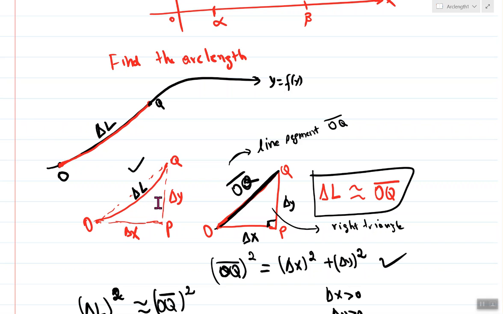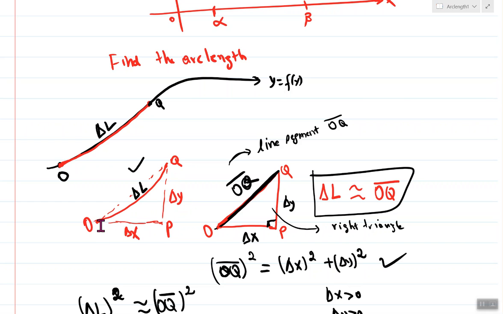So the proof is going to go this way. From point O, we're going to draw a horizontal line. Then from point Q, we're going to draw a vertical line. The two lines will connect at a point we call P. And then the side OP is going to be called delta X, and the side PQ is going to be called delta Y.